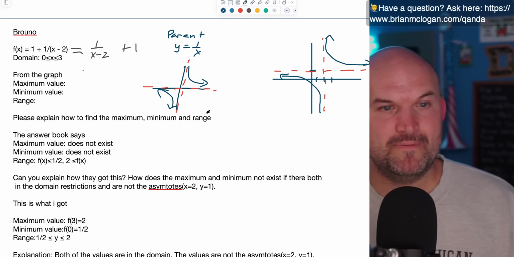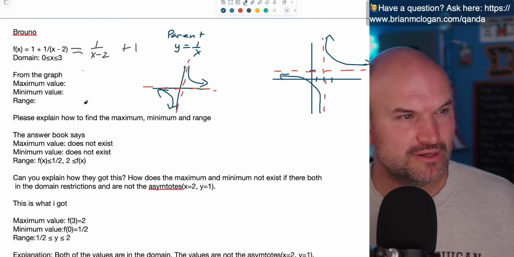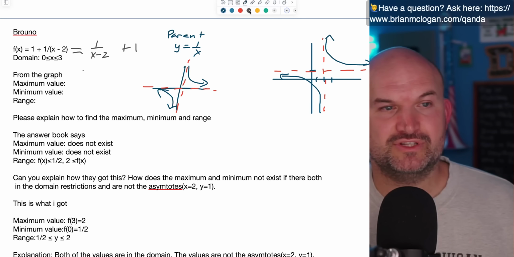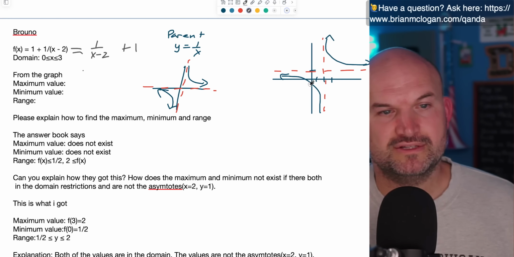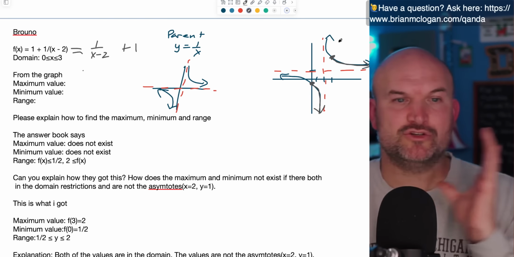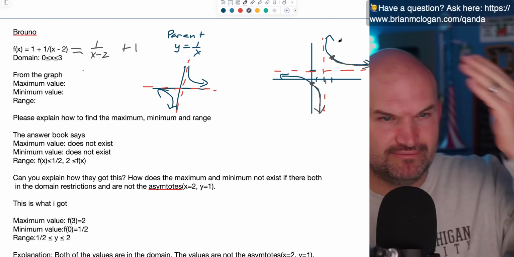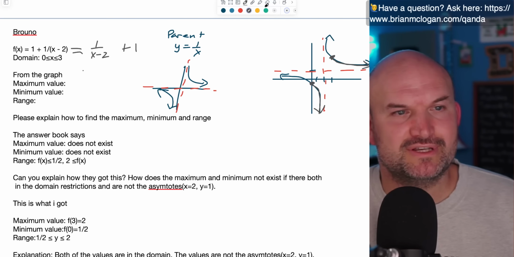Now, the domain is restricted from 0 to 3. So therefore, the graph probably looks something more like this. 0, going down right there, and then 3. So you probably have a dot here, and then going from there. The gray is representing my domain restrictions. Oh wait, 0 to 3. Sorry about that. No, that's not what the graph looks like.